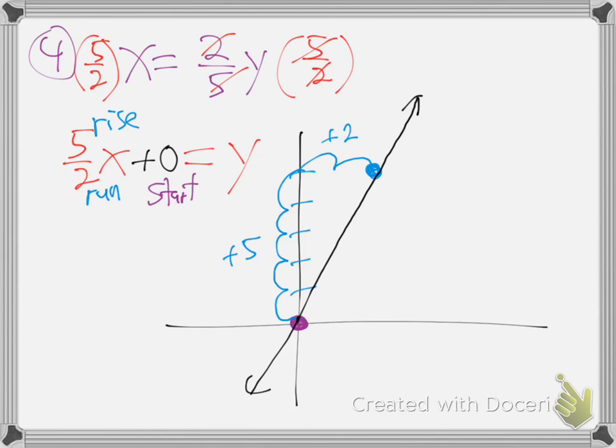We good on that? How we doing? Is this making sense, what we did? So we got y alone. We multiplied both sides by 5 halves. That got y alone. Start at 0, rise and run. No questions? We good?